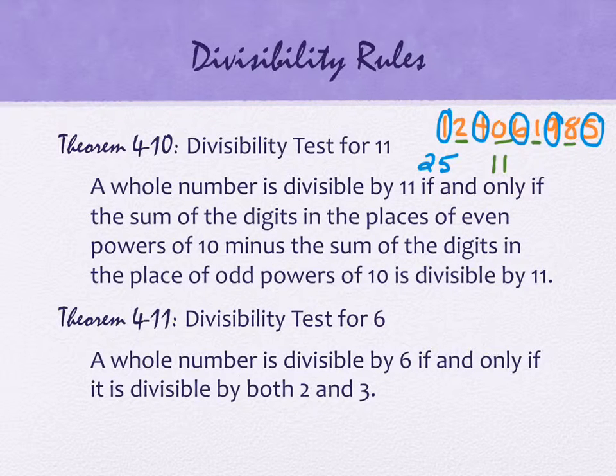What this is saying is that if you subtract these two values from one another, what do you get when you take 25 minus 11? 14. If this value is divisible by 11, then the original number was divisible by 11 as well. So doing this process really isn't hard, but writing down what I just did is really weird. So is 14 divisible by 11? Well, no. Since 14 is not divisible by 11, 1, 2, 4, 0, 6, 1, 9, 8, 5 is not either.